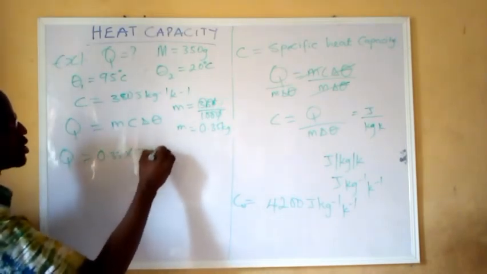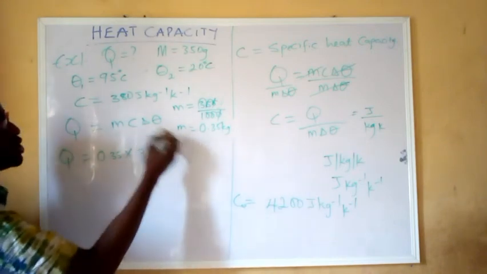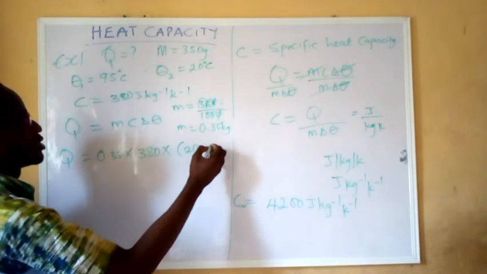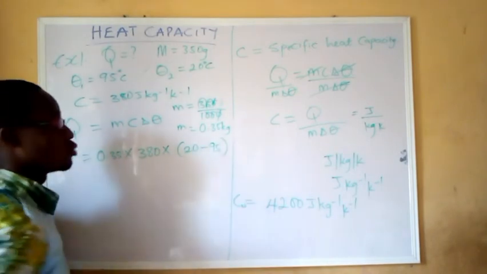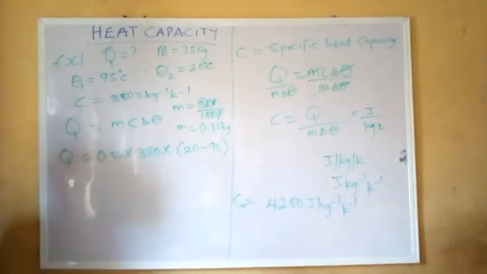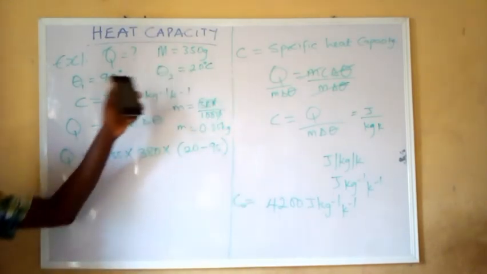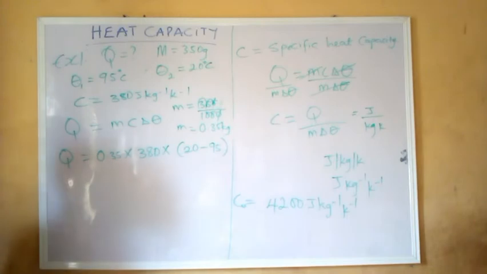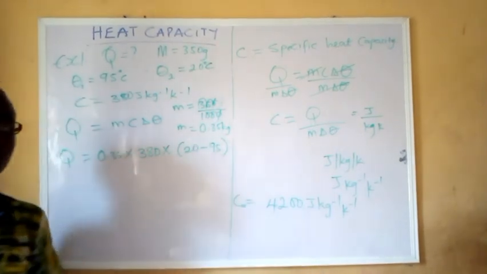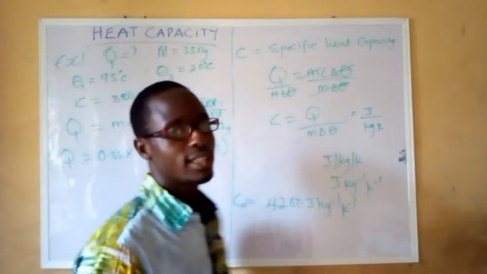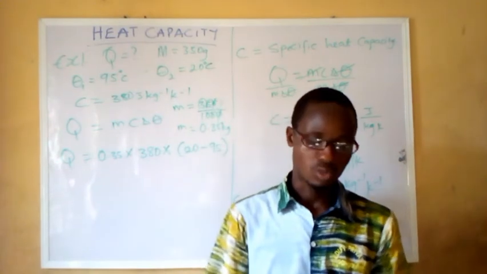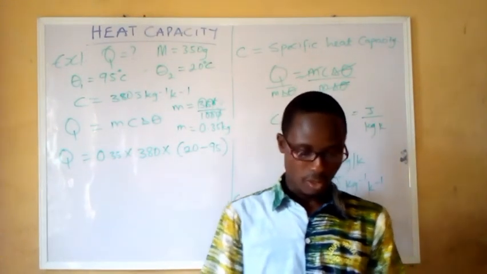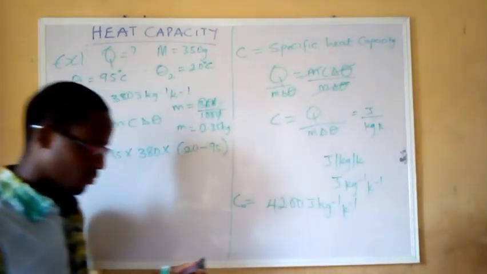To calculate this now, quantity of heat will be equal to the mass 0.35 times the specific heat capacity, which is 380, times the change in temperature, that's 20 minus 95. Yes, we have to subtract the final minus the initial. So subtracting the initial from the final is going to be negative because it is being extracted. It is being lost by the body. So it will definitely be negative.